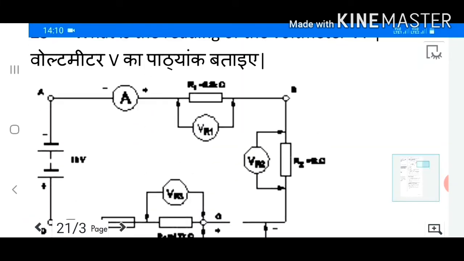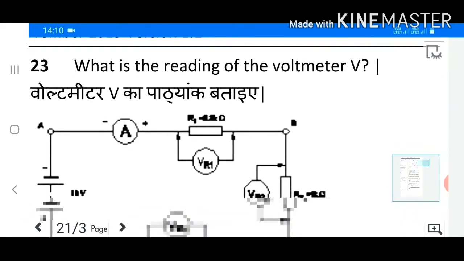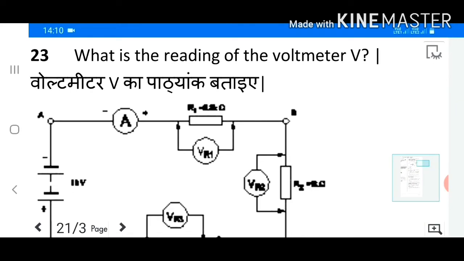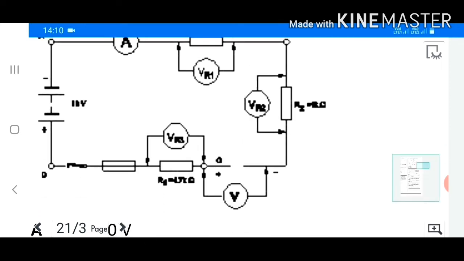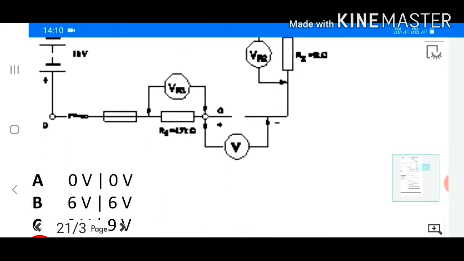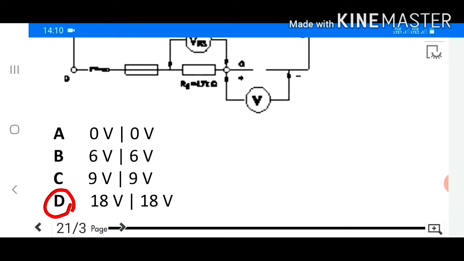23. What is the reading of the voltmeter V? Answer D equal to 18 volt.